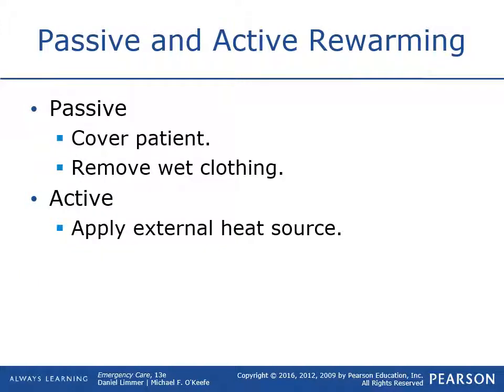Now, passive and active rewarming, which is how we get that cold patient warm again. Passive is the least aggressive: just covering them up, getting them out of their cold wet clothes, and under a nice warm blanket. Turning the heat on is passive rewarming. Active rewarming is getting the clothes off and applying an external heat source, putting heat packs in pretty much every place the patient sweats. Think about where you sweat the most: your armpits, your head, your neck, your groin area. That's where you'll put the heat packs.